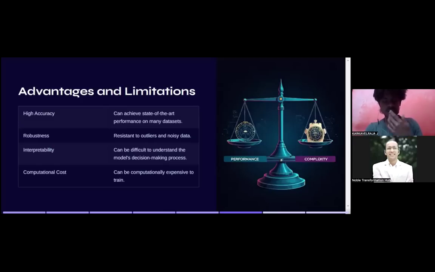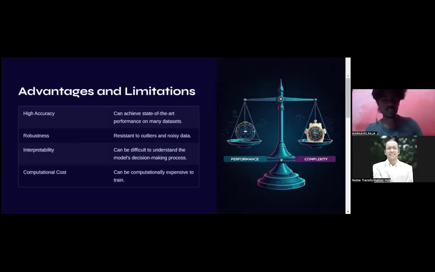So these are something which is difficult to understand. Computational cost, it can be computationally expensive to train, because we're going to have multiple training sets together, and we need to work on GPU machines when this kind of algorithm is used. So GPU is a simple thing: when we combine multiple CPUs, it is called a GPU. So there will be computationally heavy processing and also this cost. High accuracy and robustness are some of the advantages of this gradient boosting algorithm, and interpretability and computational costs are the disadvantages. Okay, hope you guys can understand.